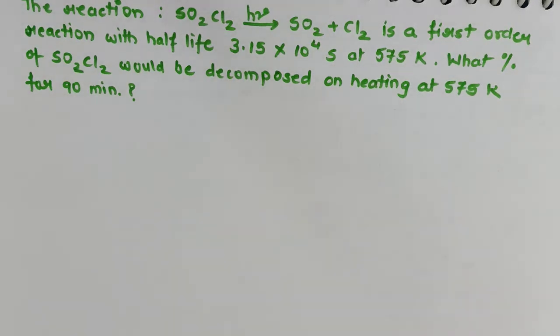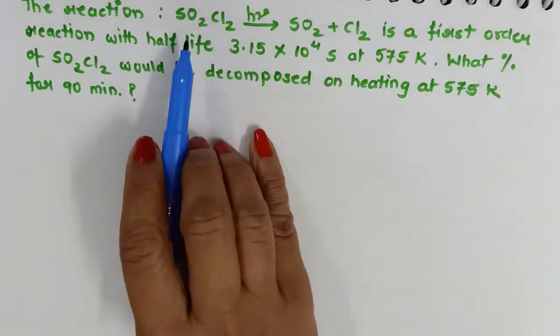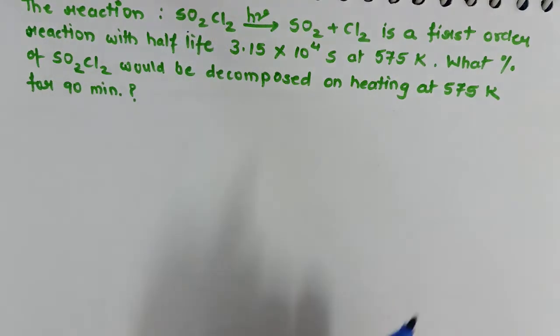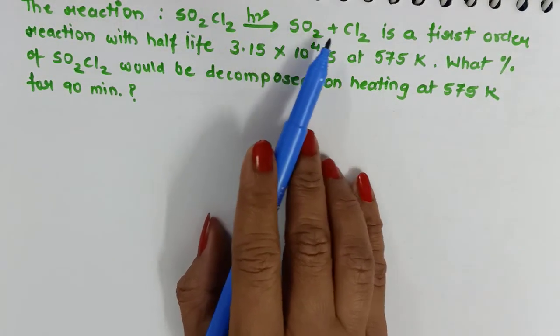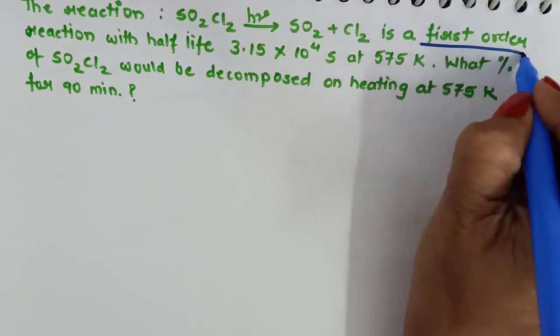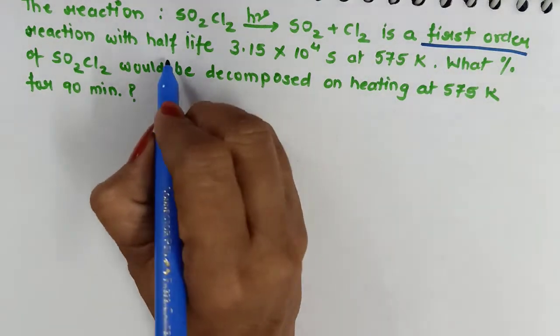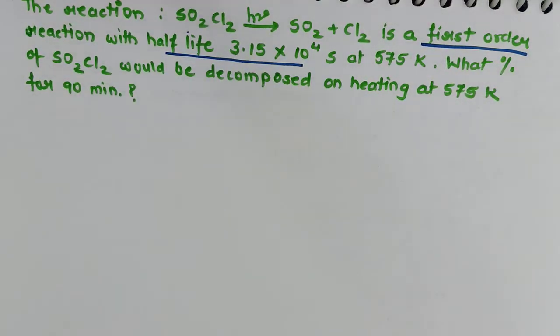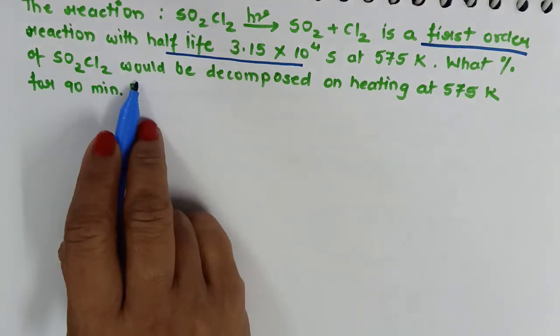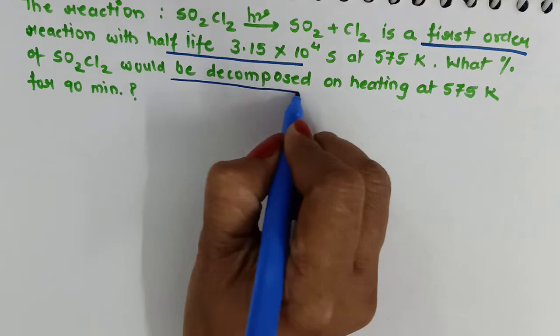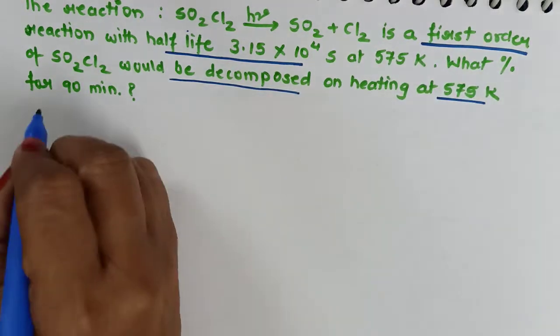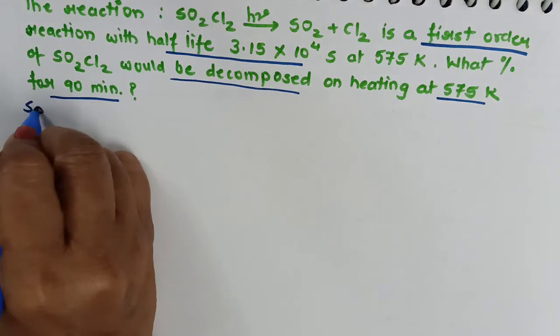Next numerical is a little bit different type. In the given reaction, thionyl chloride decomposes giving sulfur dioxide and chlorine. It's a first order reaction. Half-life time is given to us 3.15 into 10 to power 4 seconds. Now what percentage of SO2Cl2 would be decomposed on heating for 90 minutes?